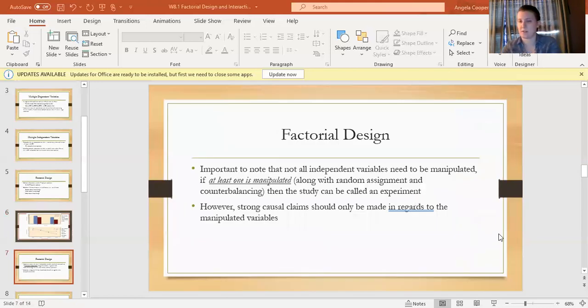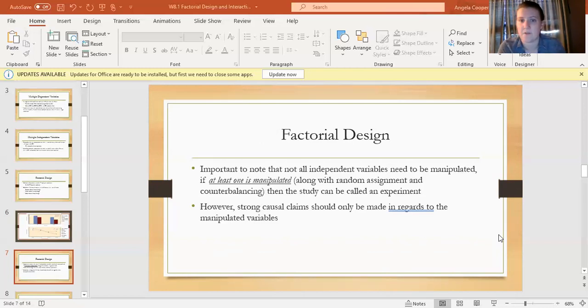So with factorial design, in order to call it an experiment, all of our independent variables don't necessarily have to be manipulated. To make it an experiment, at least one has to be manipulated. So we can have one independent variable of gender: male, female, transgender female. And then we can have another independent variable of, let's give them a math or an English test. Well, we're not manipulating gender, as we talked about when we discussed quasi-experiments. That's a variable that really can't be manipulated.